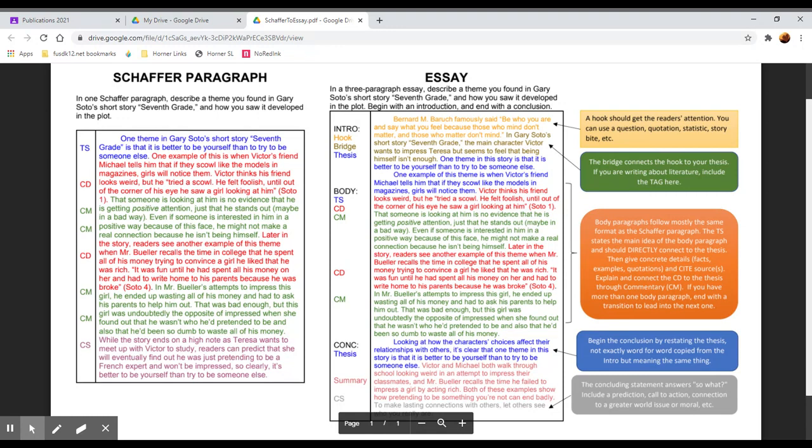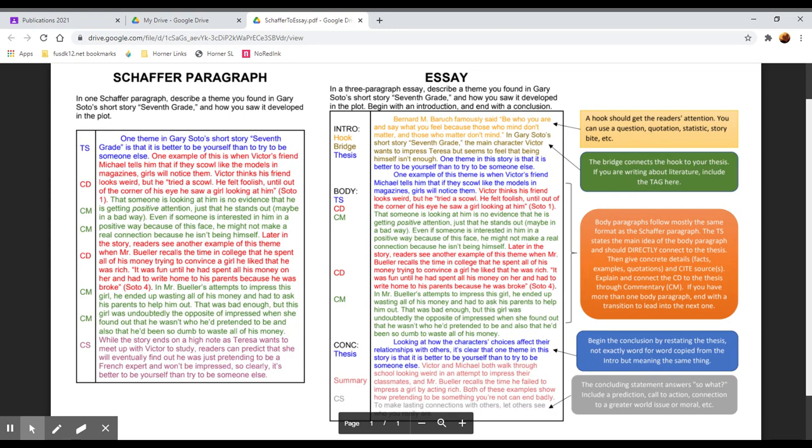If you were to split this into a 4-paragraph essay and have multiple body paragraphs, then your second body paragraph might begin something like, another example of this theme is when Mr. Bueller recalls his time in college. And then your concrete detail could be something like, Mr. Bueller remembers trying to convince a girl he liked that he was rich, then you quote, and then you cite and explain, right? So this could be split into 2 body paragraphs. As it's done, it's a single body paragraph to fit the prompt.